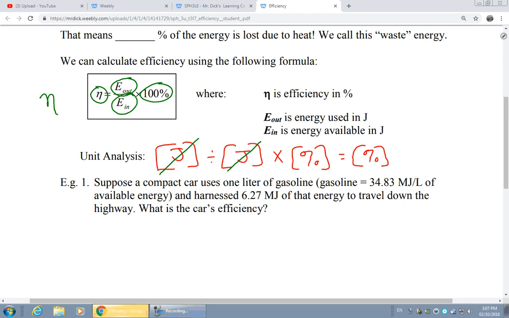In general, joules are what we use for energy, but remember, joules aren't the only way we can measure energy. We could talk about kilojoules or megajoules or even kilowatt hours. Those are all ways of measuring energy. And as long as the units on the top value are the same as the units that we're dividing by, those energy units will cancel out and give us only a percentage.